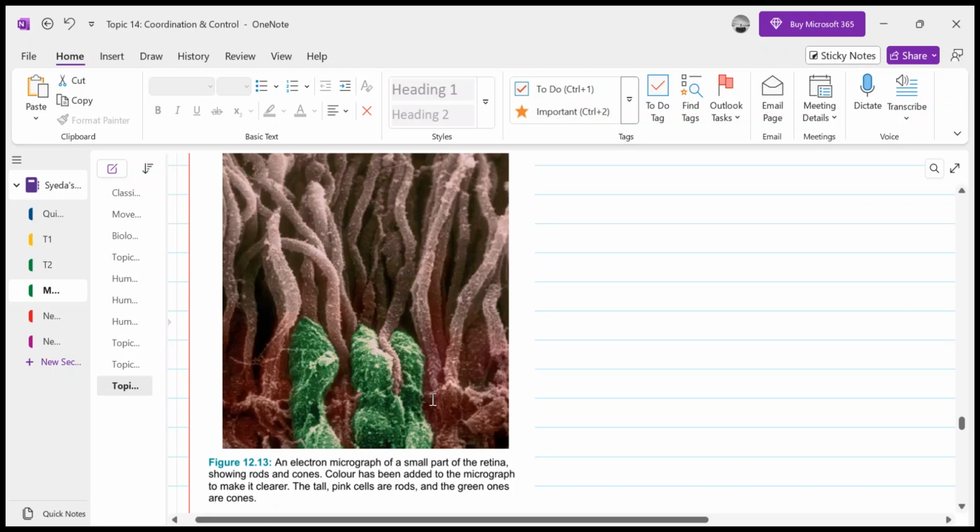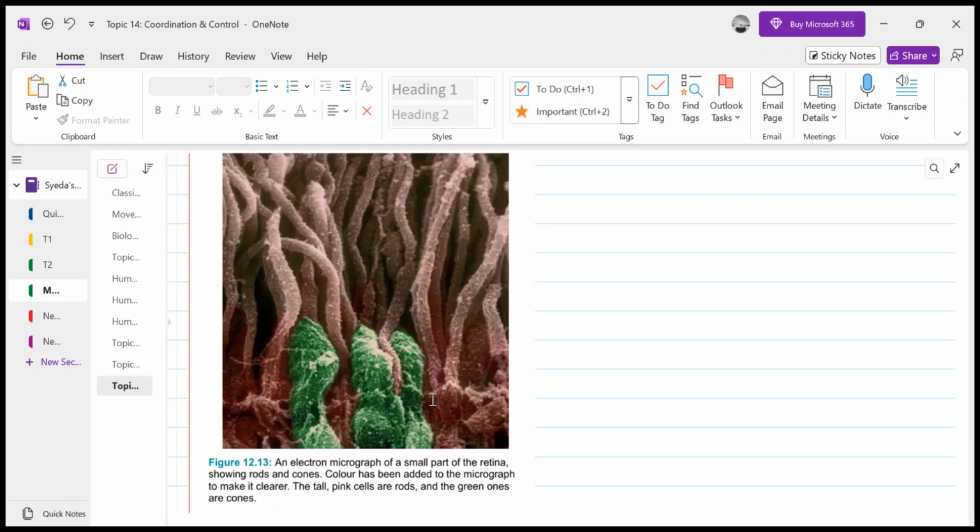This is what you need to remember, because sometimes they ask you in Paper 1 which type of light rods sense. So you would say dim light, right? And the cones sense bright light, and the image that you can see from the cones is a colored image, while from the rods it is a black and white or gray image.